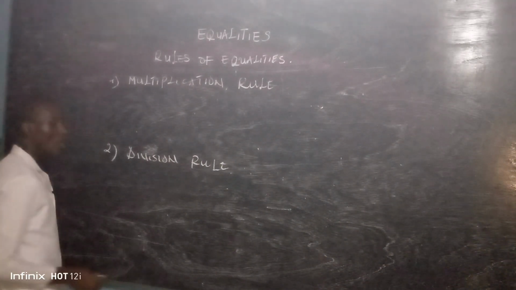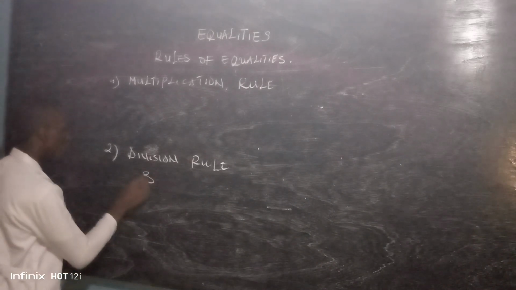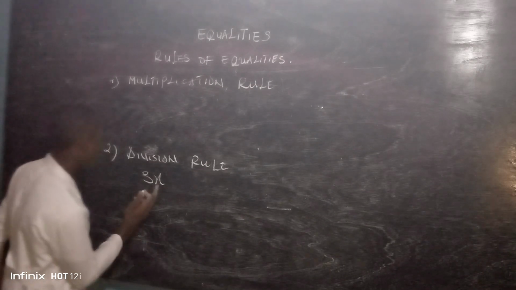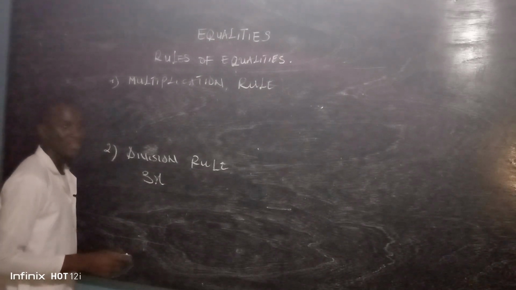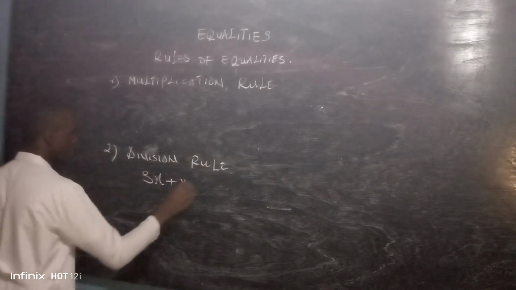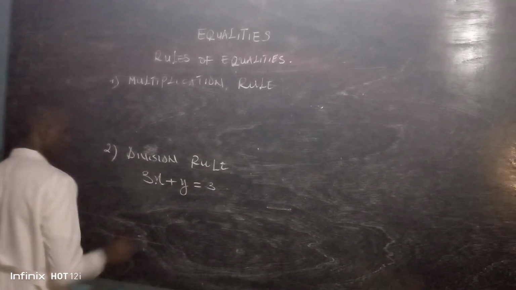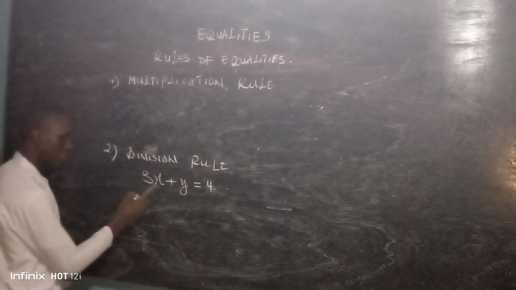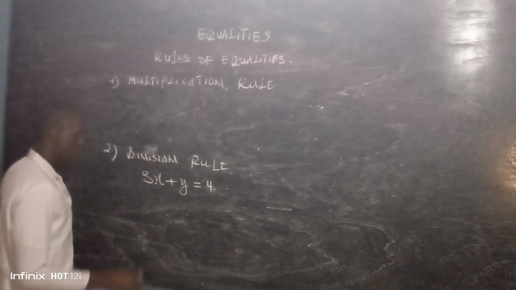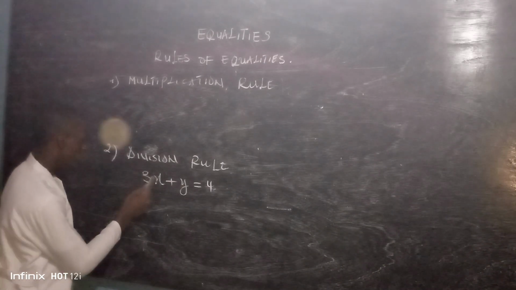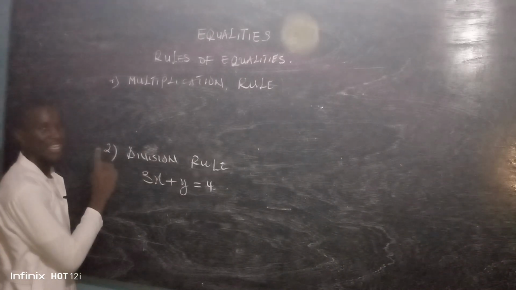Now, the division rule of equality. If you have a number or a variable attached to the quantity you want to make the subject, you do division. When you see multiplication, you do division. Let's say I have this equation, and I want to make x the subject of the formula. First of all, I want to make x stand alone, so that nothing should be attached to x.